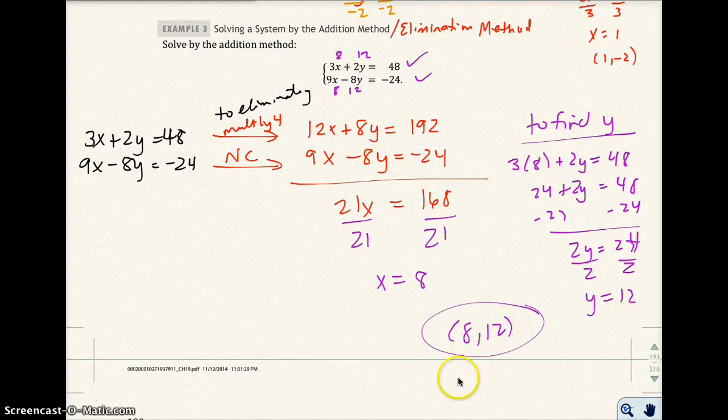Okay, so what I did is I eliminated y, but if I wanted to eliminate x, I would have multiplied the top one by -3, and that would give me -9x, and then I would have 9x in the bottom.